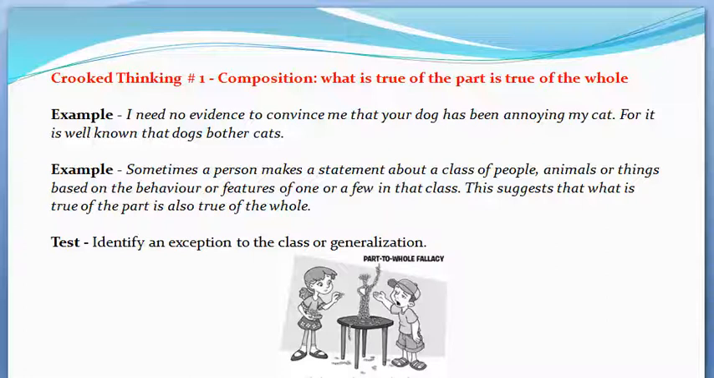Crooked thinking number 1, composition. What is true of the part is true of the whole. Example, I need no evidence to convince me that your dog has been annoying my cat, for it is well known that dogs bother cats. Example, sometimes a person makes a statement about a class of people, animals, or things based on the behavior or features of one or a few in that class. This suggests that what is true of the part is also true of the whole. Test, identify an exception to the class or generalization.